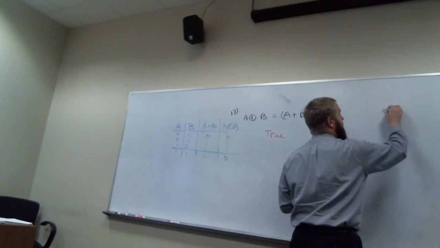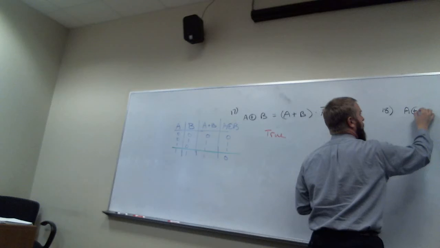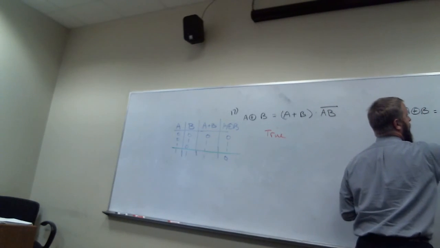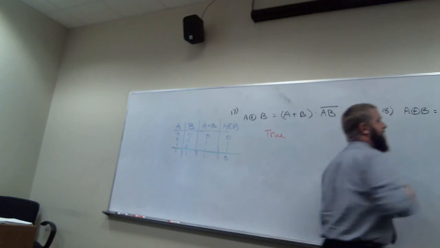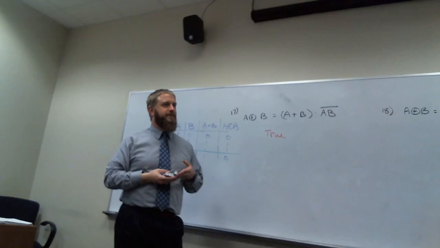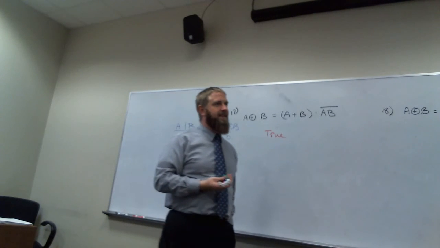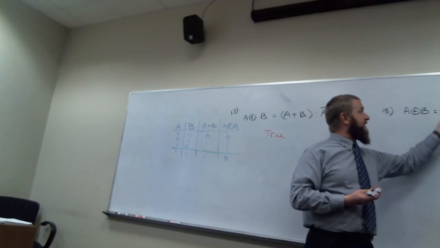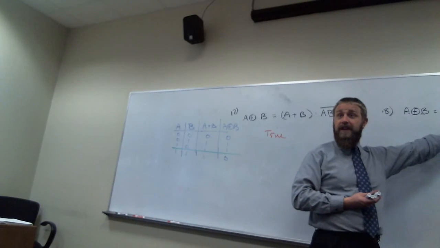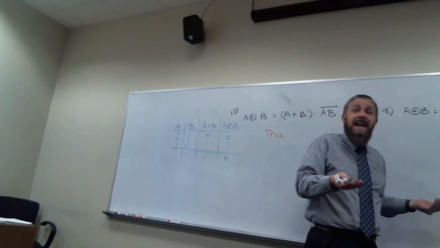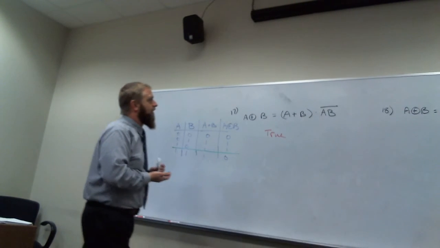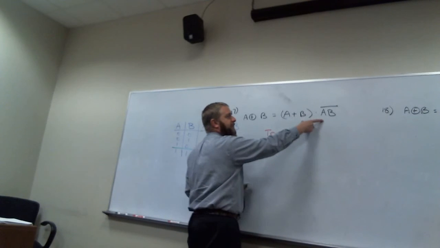How about 18? A XOR B is equal to A B not or A not B. True or false? It's true, because you can just cross them out. It's the same thing, right? Either you get A without B or you get B without A. It's just laying out those two choices. These two are the same.